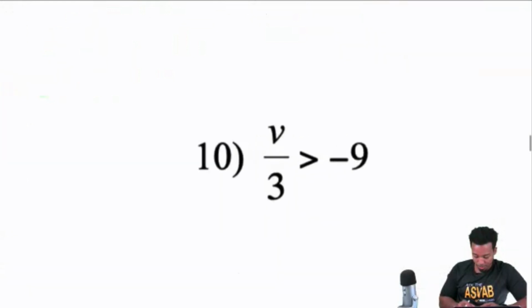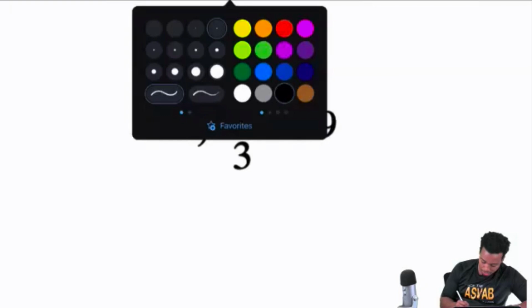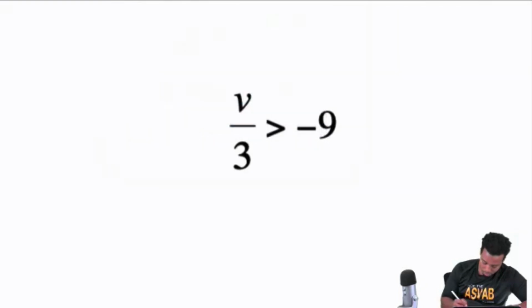I understand. And so here, v divided by 3 is greater than negative 9. So if we're taking care of this here, everybody, what will we do to both sides to solve this problem? Right, multiply by 3 on both sides, correct. And so we will go ahead and get that done. We will multiply by 3, multiply by 3.